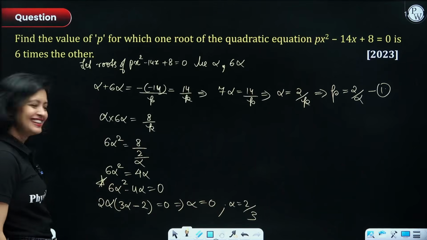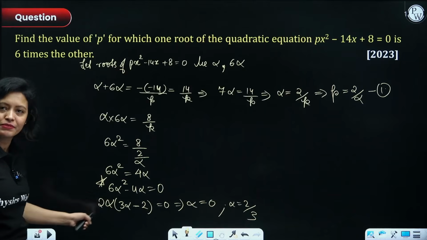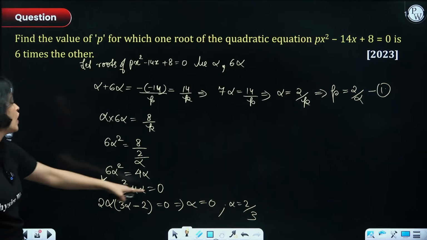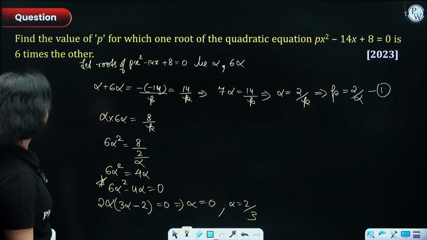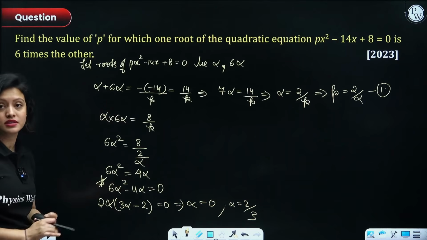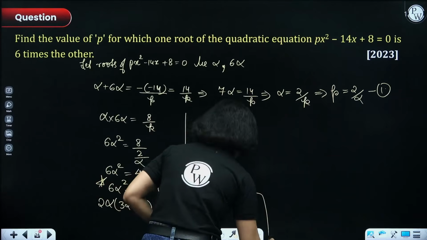Right, this here became a quadratic equation. Can you see? This here is what? It's a quadratic equation. So now you have simply factorized it and you got the value of alpha is 0 and alpha is equals to 2 by 3. Okay? Now everyone, if alpha becomes 0, what happens? Let's see.